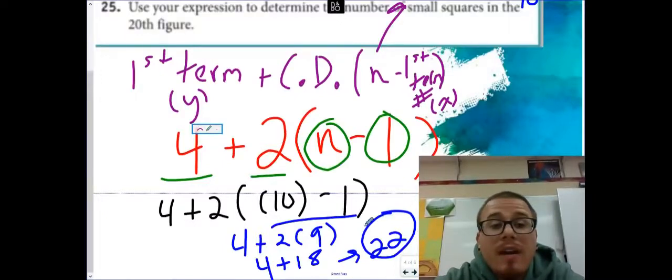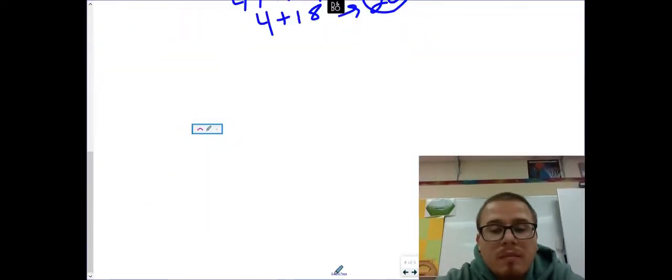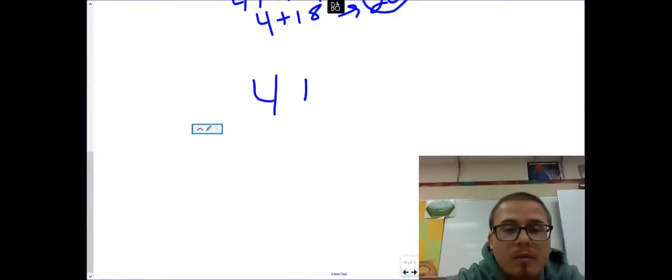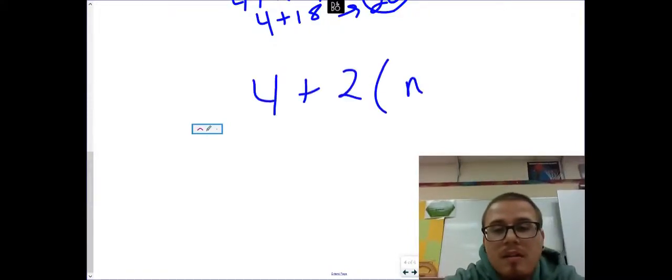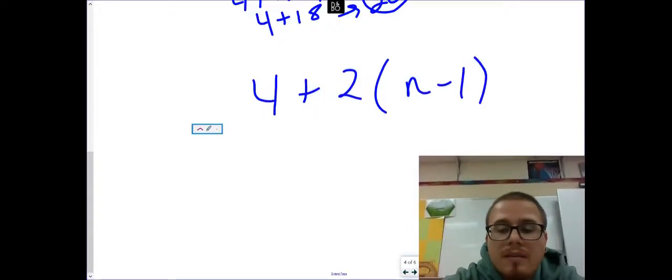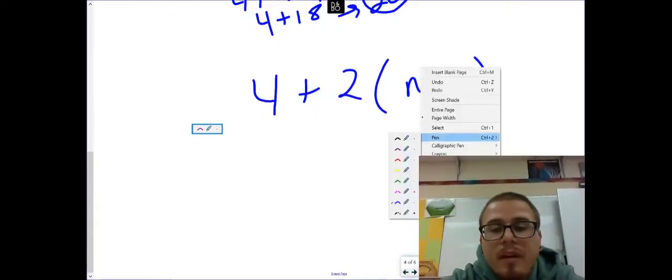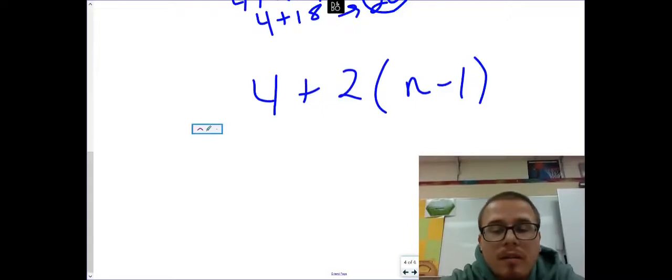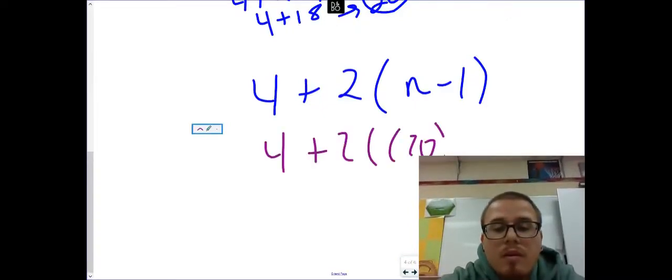So let's find the 20th figure. I'm going to do it the same exact way. I'm going to use my same expression that I got: 4 plus 2 times n minus 1. But this time, what's n going to be? Right, it's going to be 20. So we get 4 plus 2 parentheses 20 minus 1.